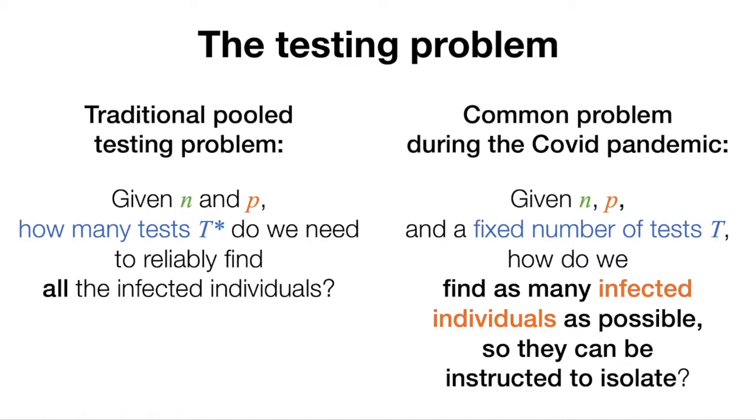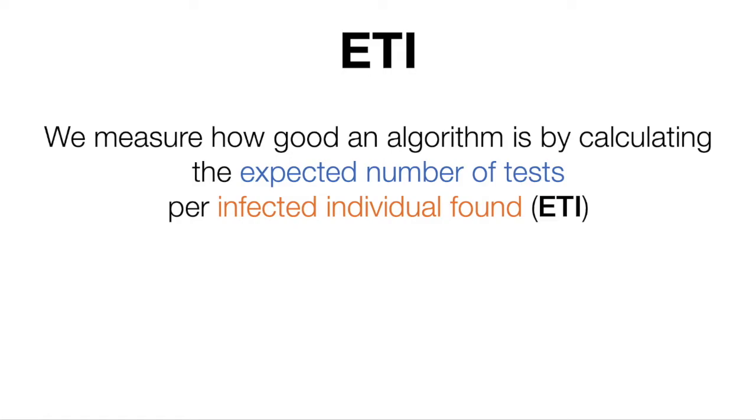So, given some algorithms that use a fixed number of tests t, we'll decide which is best by saying which of them finds the most infected individuals. Specifically, we suggest this thing that we call ETI to decide which algorithms are good. And ETI is the expected number of tests per infected individual found. So that's a measure of the efficiency of these limited number of tests, even if we don't find every single infected individual.